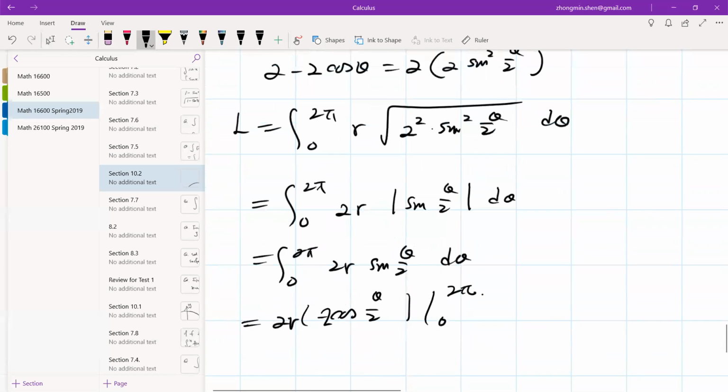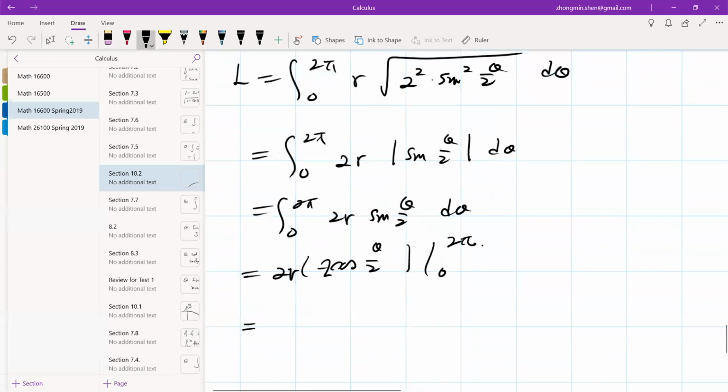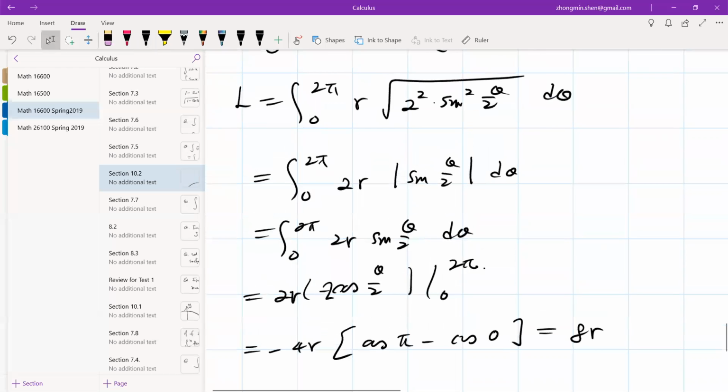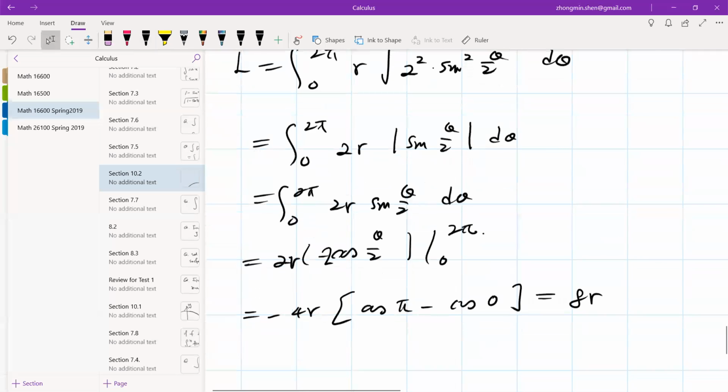All right, so now I'm going to plug in. That's negative 4R times cosine pi minus cosine 0. Cosine pi is negative 1, minus 1 is negative 2, negative 2 times negative 4 is 8. So 8R. Where's my pi? I have no pi. So it's no pi, 8R. Okay? So this is the formula.